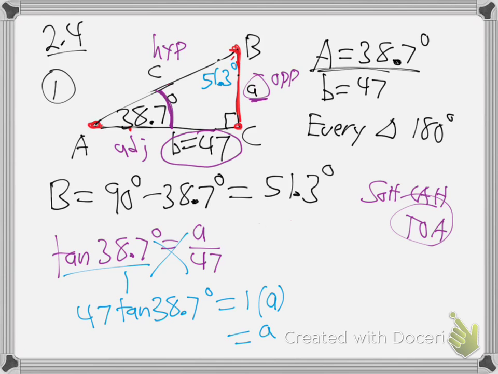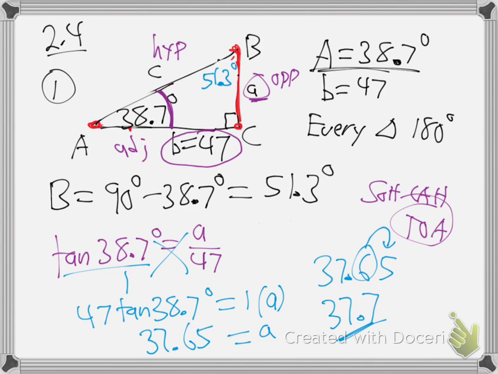So 47 tangent 38.7. I'm getting 37.65. They want me to round that to the nearest tenth. That'd be the first place. So you know how rounding works. You circle the place you're going to end at, look one to the right. If it's 5 or more, you go up. So 37.7. So little a is 37.7. Come over here and write 37.7 for little a. Like that. Good so far.